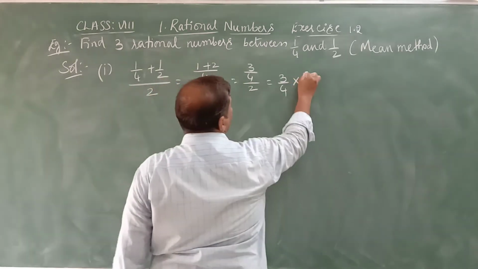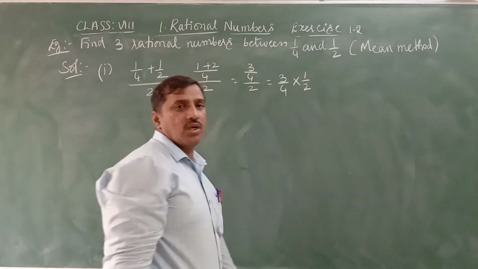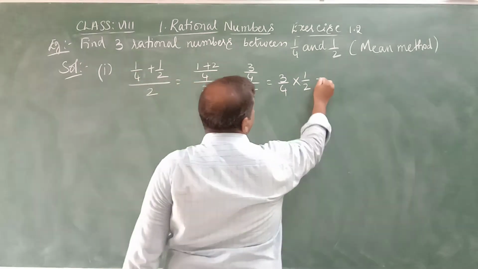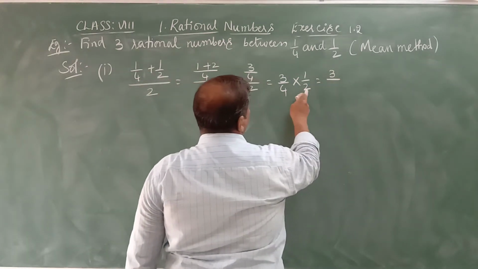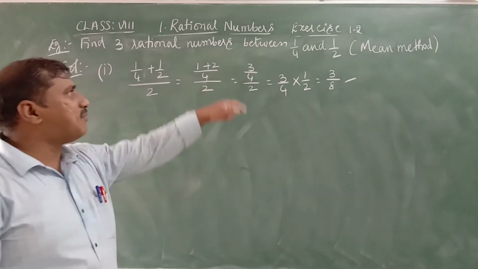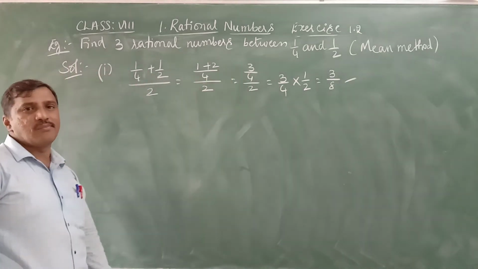So its reciprocal will be what? 1 by 2. Reciprocal of 2 is 1 by 2. Now multiply 3 into 1, 3, divided by 4 into 2, it is 8. So 3 by 8 is the one rational number between 1 by 4 and 1 by 2.